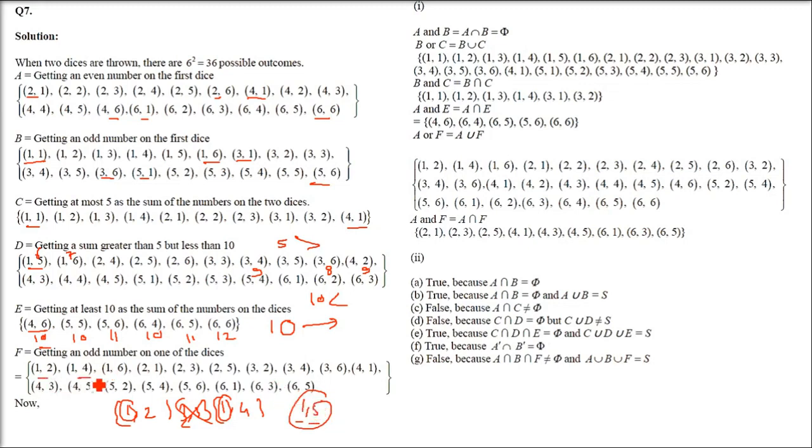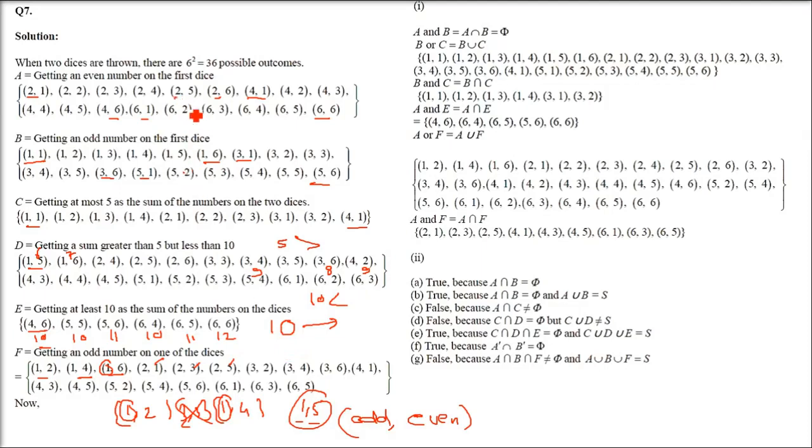So this is F, getting an odd number, and you can also say one odd number and one even number. So this is A, B, C, D, E, F. One odd, one even, last one. So we have made all the sets now. Now coming to the actual question. Describe the following events. A and B.